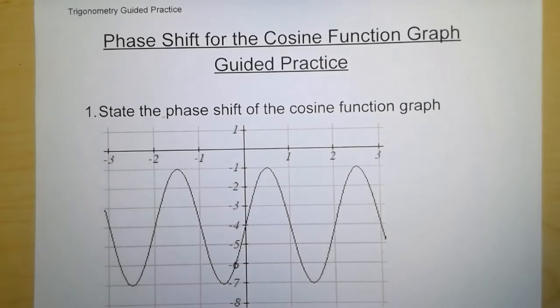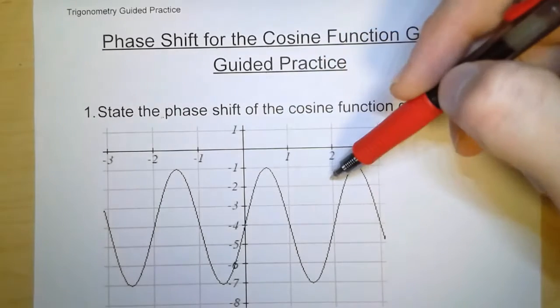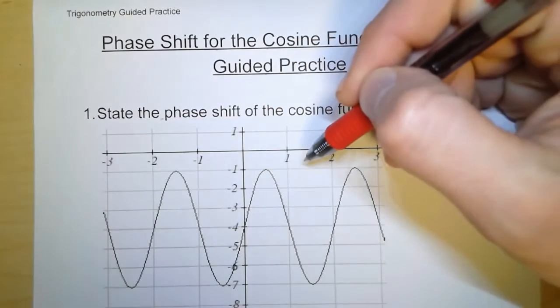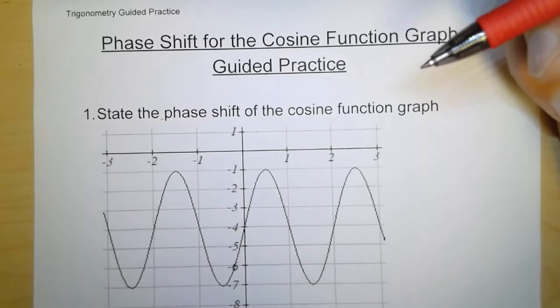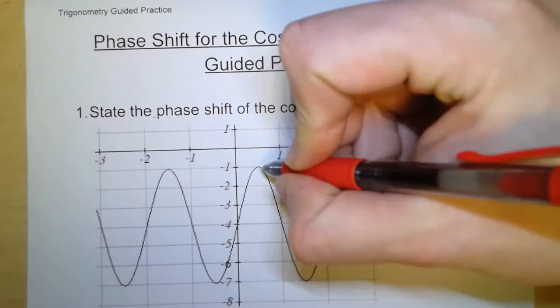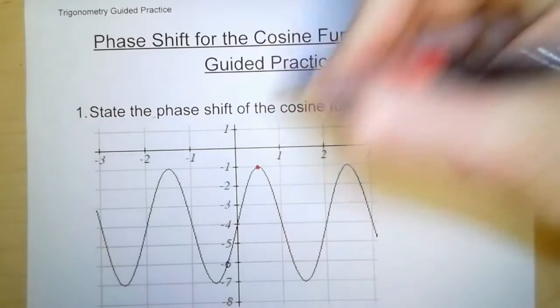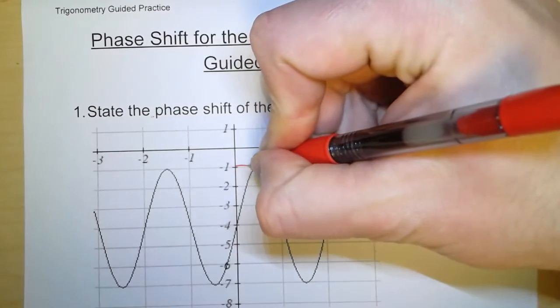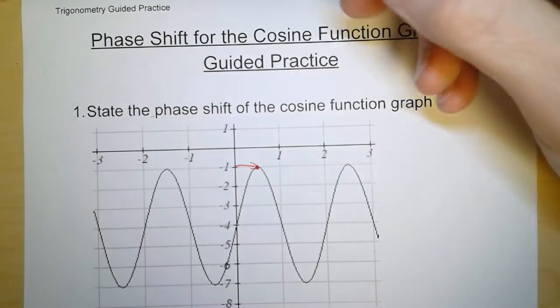So let's get started. Now the idea of the phase shift is that normally cosine starts on the y-axis at the top, but in this case it's not. And so what happened is that it got shifted sideways. That's what phase shift is. It's a horizontal transformation. And so what we look for is high points. And so we ask, what is that x value? Because that's how far it got moved over.